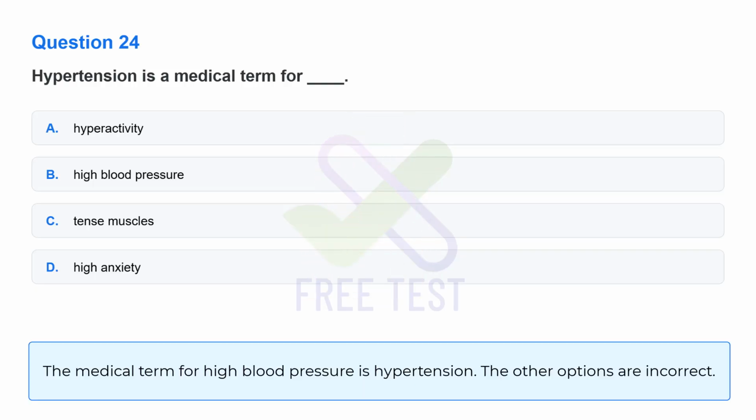The correct answer is B. High blood pressure. The medical term for high blood pressure is hypertension. The other options are incorrect.